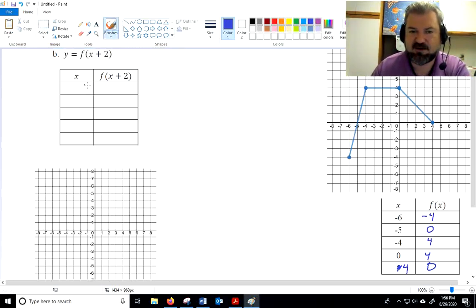So this is f of x plus 2. Now, you may have struggled to come up with the x values here, but remember what the x plus 2 does. It shifts everything back to the side 2. So because of that, I'm actually going to subtract 2 from each of these x values. So -6 will be a -8. -5 will be a -7. -4 needs to be a -6. 0 needs to be a -2. And 4 needs to be a 2.